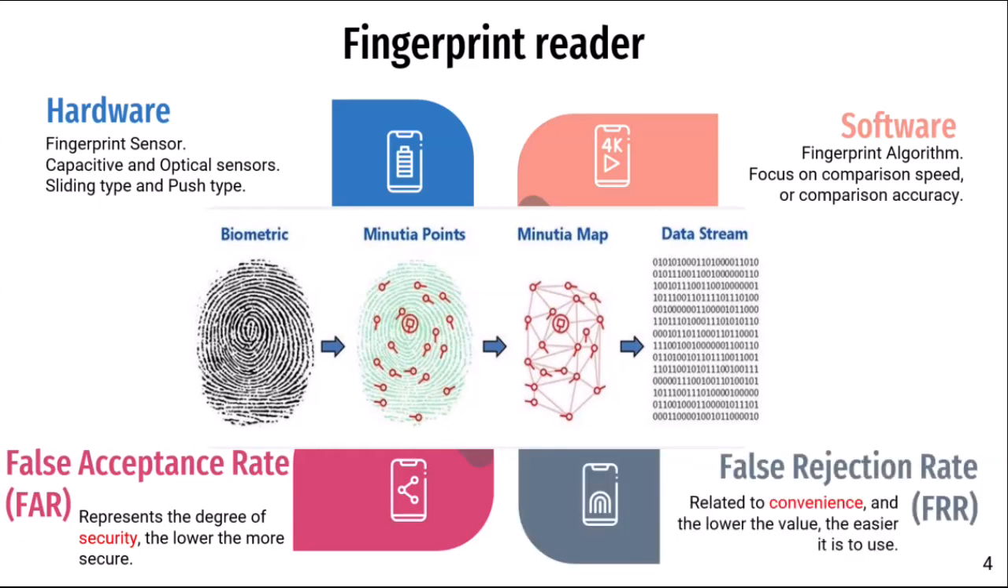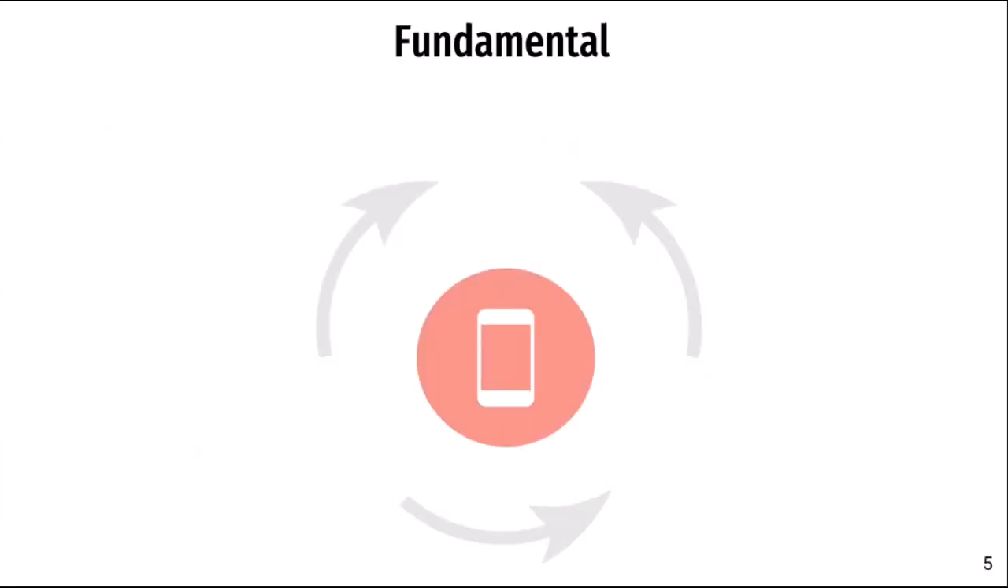And another one is FRR, the false rejection rate. This is related to convenience. If this value is too high, then it will become hard to use. And this is the fundamental.